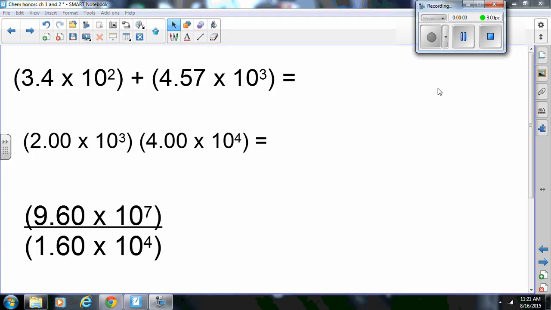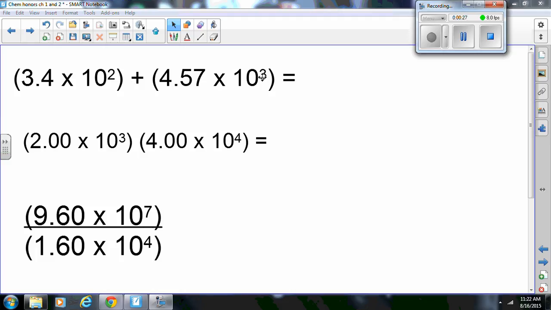Welcome back. This is the second lecture from our first unit, and we are continuing with scientific notation. What I wanted to review were a couple of different math functions that involve scientific notation. So if you look at the first one, you are adding with scientific notation, and you can see that the first value has an exponent of 2, and the second one has an exponent of 3.